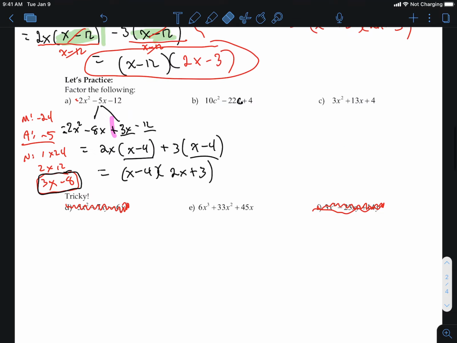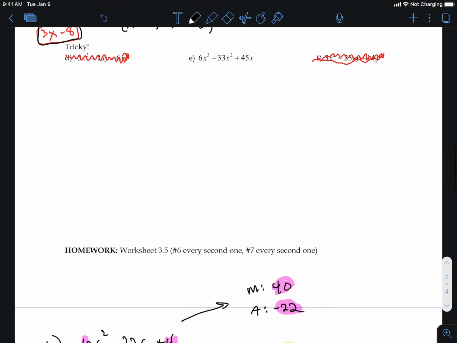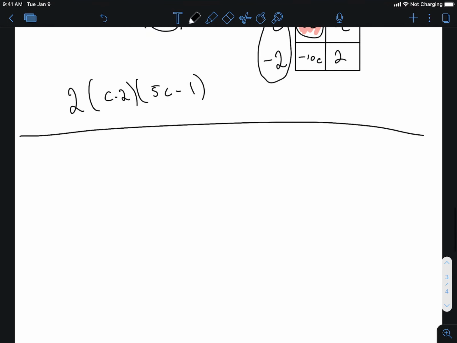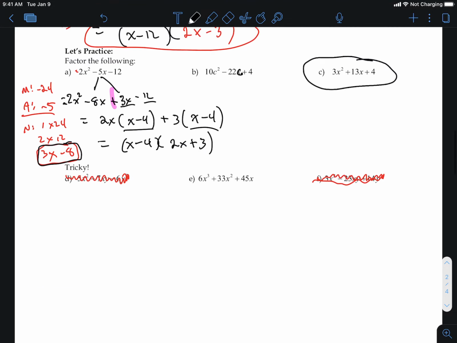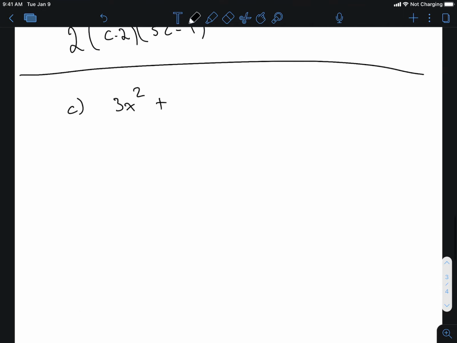Okay. Let's do this one: 3x squared plus 13x plus 4. Okay, all pluses, that's nice. There's no negatives mixed in there, so you don't have to worry about the signs for this one, because both of these are plus.